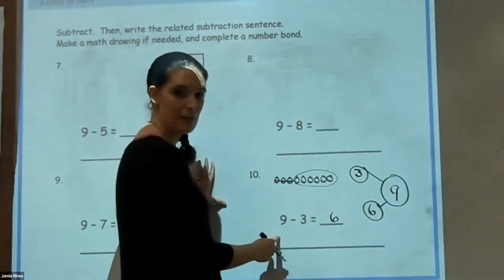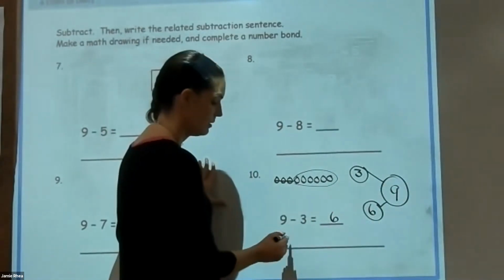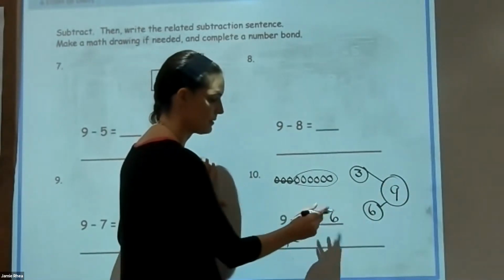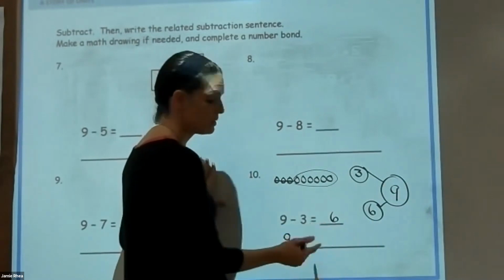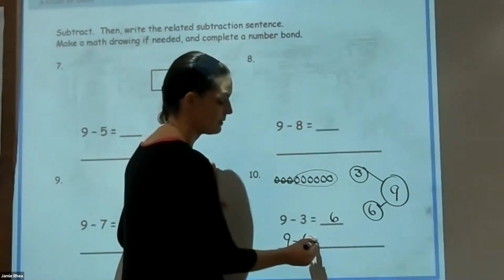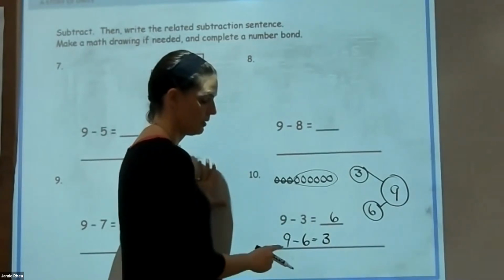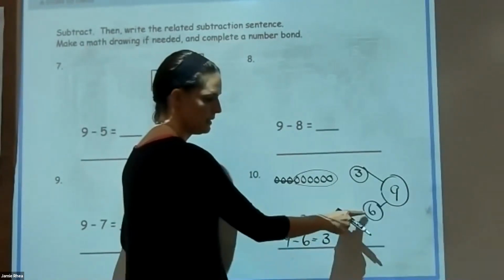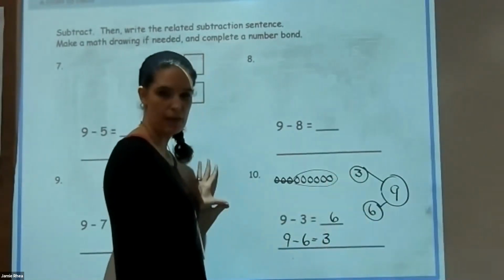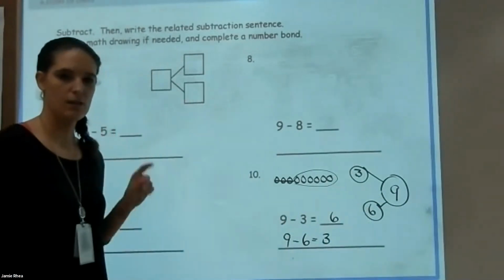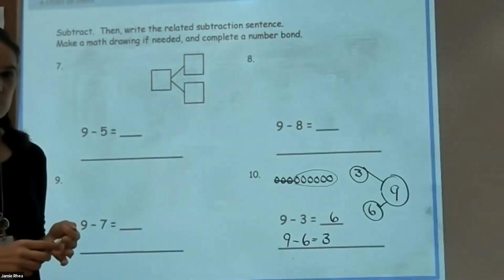Now I'm going to take that and make another number sentence. 9 minus, we already used 3, so let's use 6 this time. 9 minus 6 equals 3. 9, 6, 3. Okay, you're going to do 7, 8, and 9. Now you've got one more section.